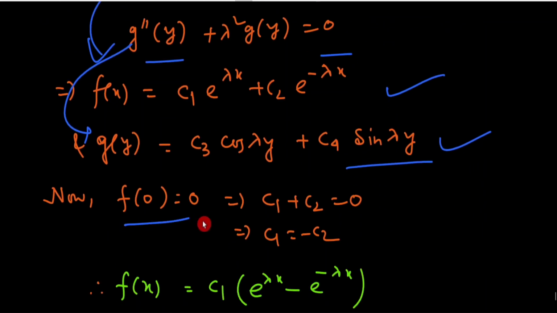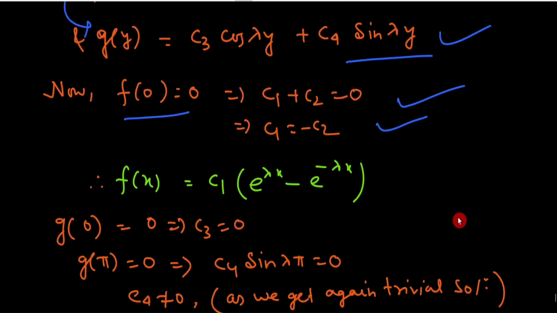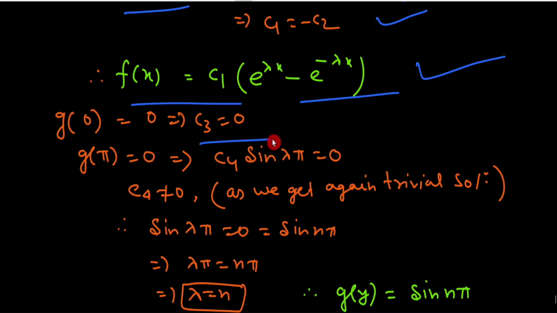Now f(0) = 0 implies c1 + c2 = 0, so c1 = −c2. Therefore f(x) = c1(e^(λx) − e^(−λx)). Now apply g(0) = 0. This gives c3 = 0. And again applying g(π) = 0, we get c4 sin λπ = 0. But if we take c4 = 0, then g(π) = 0 gives again the trivial solution, and we are not interested in the trivial solution.